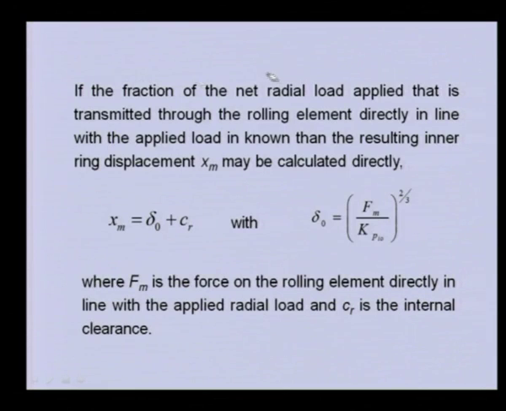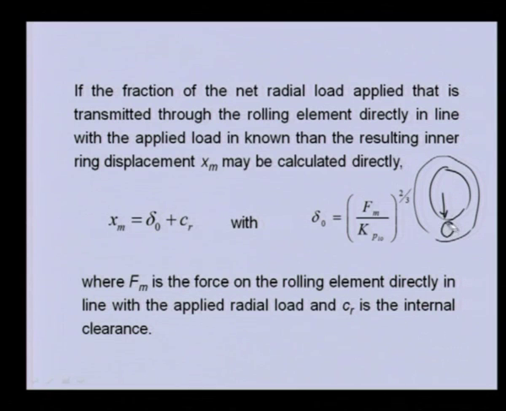If the fraction of net radial load applied that is transmitted through the rolling element directly in line with the applied load is known, then the resulting inner ring displacement may be calculated directly. So, we have the bearing, the inner ring, and let us say this is the rolling element which is here. If you are applying a radial load onto the inner ring, and this particular roller or ball is just below this radial load.